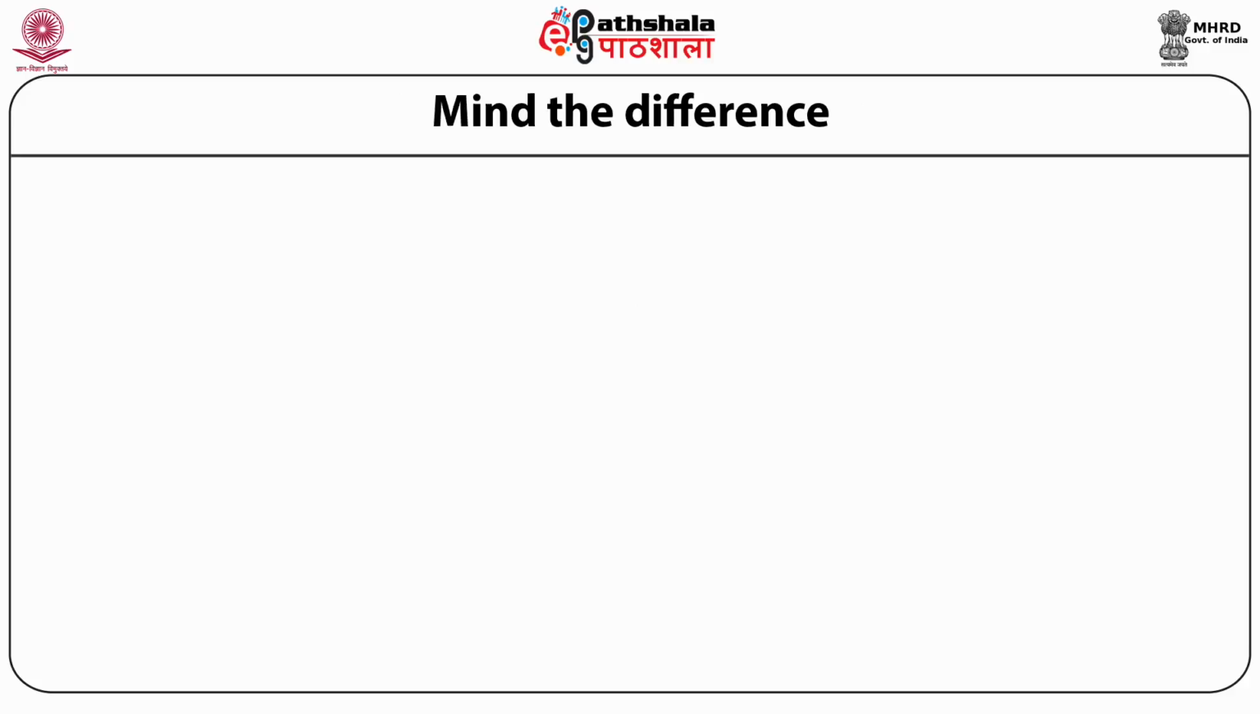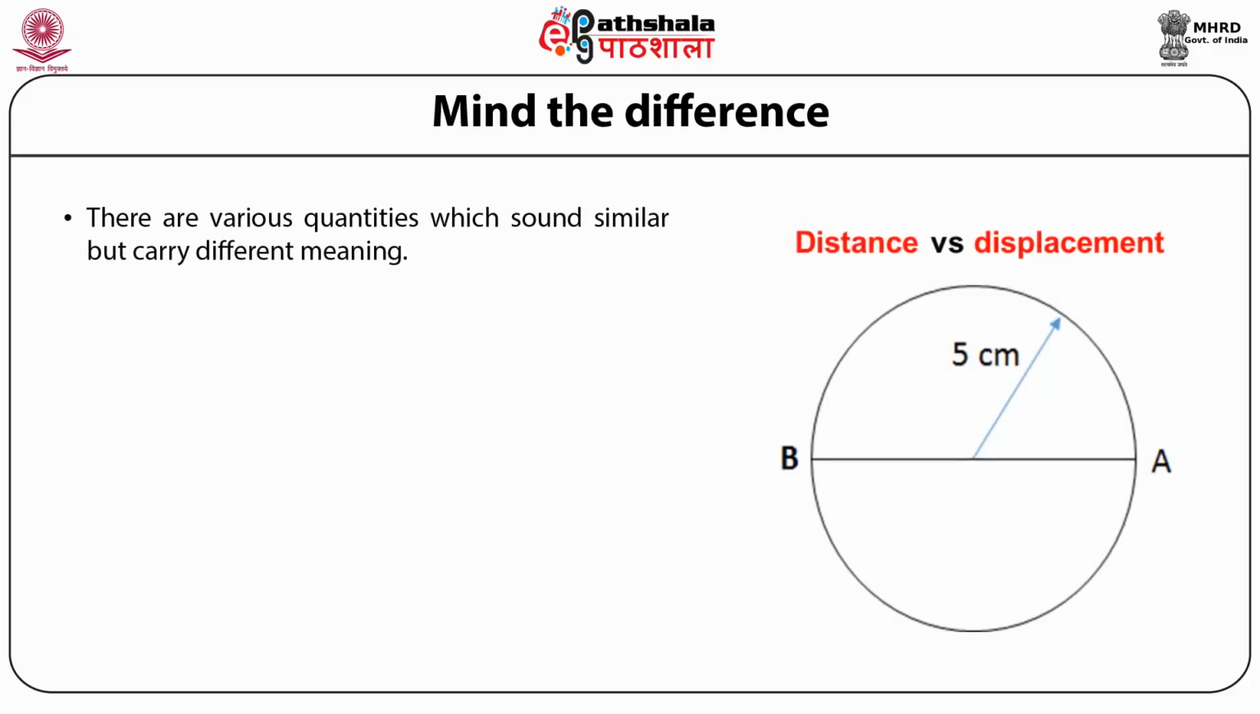In this particular slide, we try to stress the point that we have to be careful about the description of vector quantities. Sometimes the physical variables may sound similar, but their meaning turns out to be different. For example, when we measure distance and compare it with displacement, distance is simply a scalar quantity. On the other hand, displacement is a vector quantity. So when we measure displacement, we have to give the direction in which it is measured.